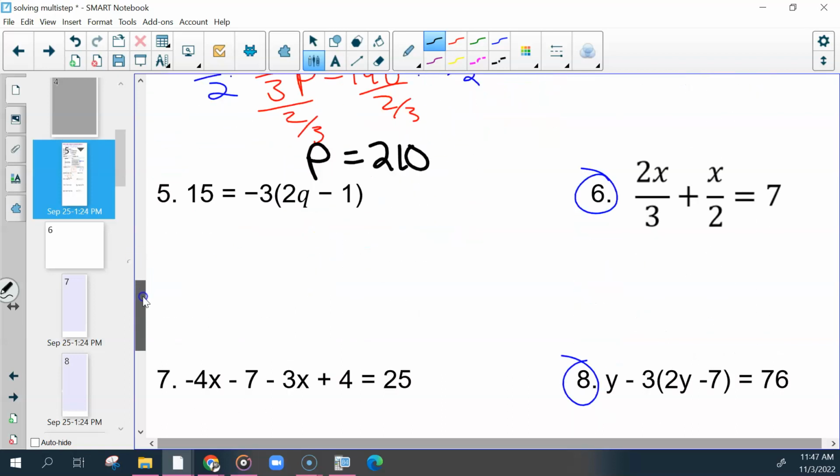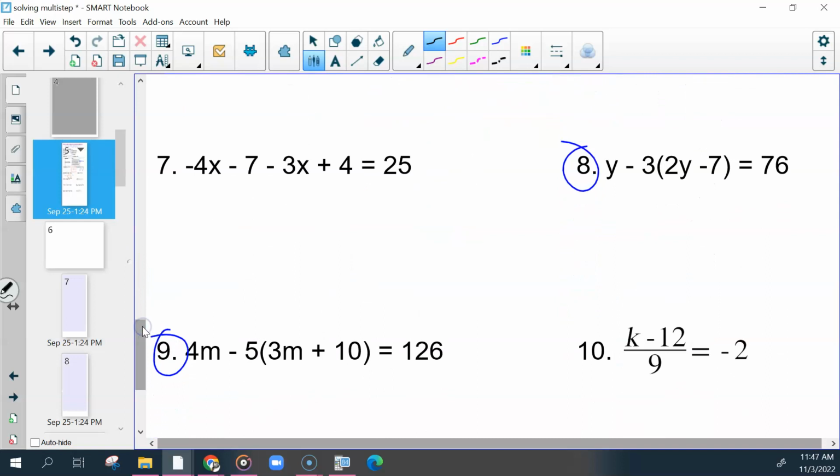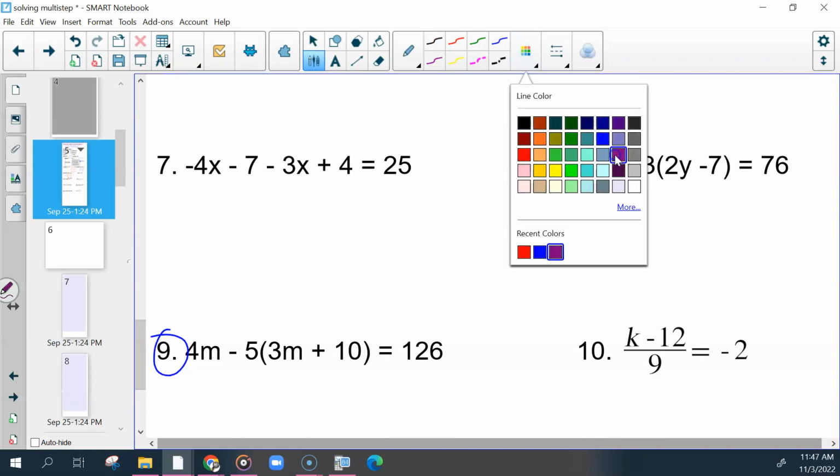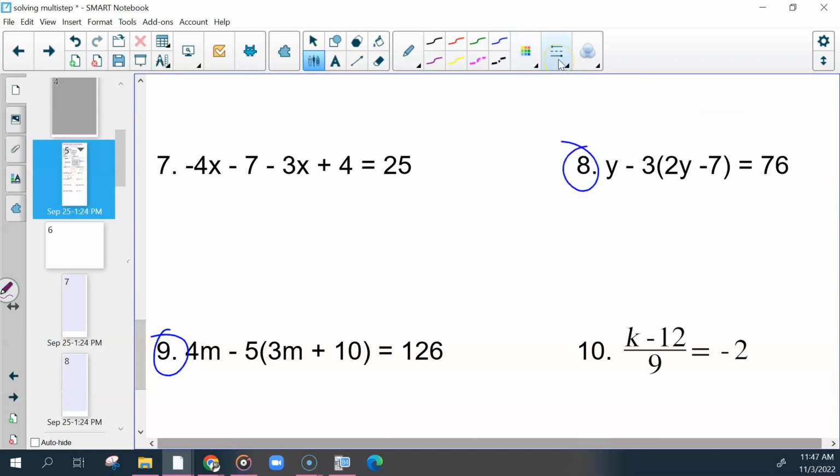Six we'll come back to. Let's do 8. What would be our first step? Go ahead, Lily. The -3 to everything inside. Be careful with your signs, because you're going to have a lot of negatives. So make sure you're multiplying correctly. Double check yourself. And then our next step.